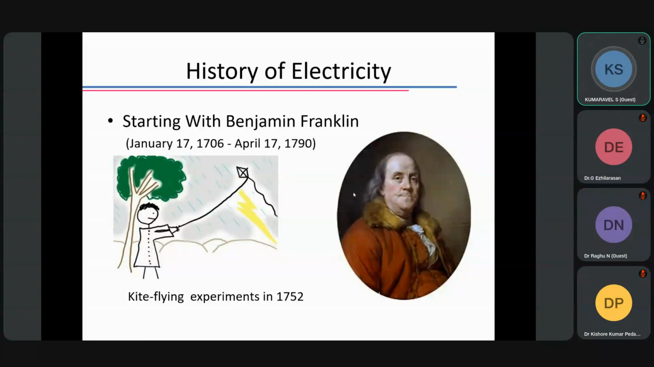You know, electricity was recommended as the fourth basic need of human beings, and let me see the backbone, especially how it evolved. Benjamin Franklin, you never ever forget him. He proved the lightning experiment, the flying kite experiment, in 1752.